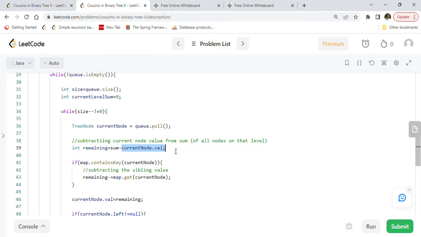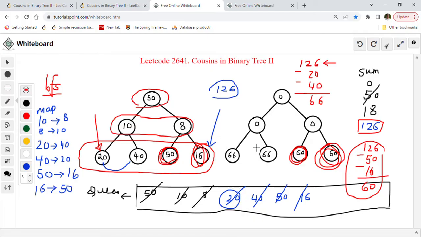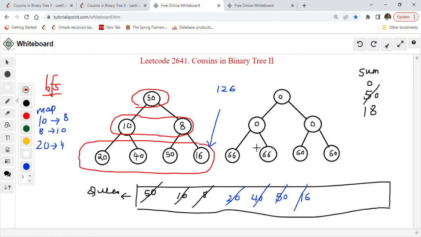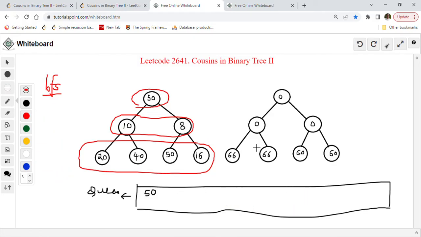Now you have to subtract the current node value here, and you will check if the current node that you are processing has a sibling. So you will check if the sibling is there in your map, using containsKey of the current node. You are checking if the brother value is there. You want to get that and subtract it from the remaining, right? So let me remove all this so I can explain again, and it will be more clear how the code is working.